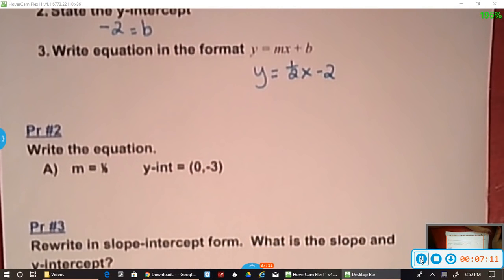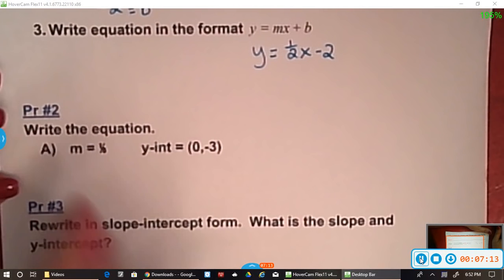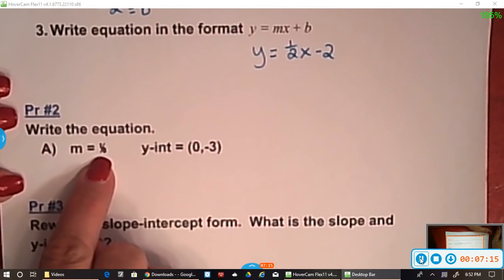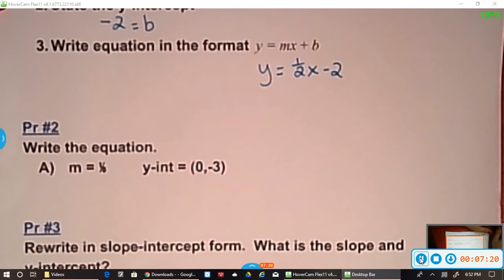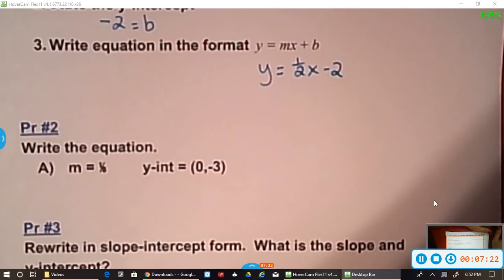Alright, so problem 2 from your textbook. This is a 1/5. I don't know why it's showing up a little bit blurry today on here. Let's see if I can blow it up a little bit more. I don't know if that will help.